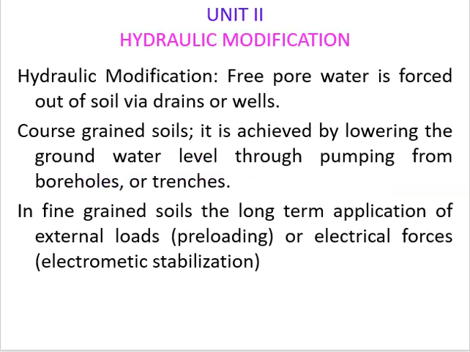Unit 2, Hydraulic Modification. Hydraulic modification is the process of providing a drainage path in the site to remove the pore water from the soil. In coarse-grained soil, this can be achieved by lowering the water table, but in fine-grained soil, it needs long-term application of loads to dissipate the pore water from the soil.